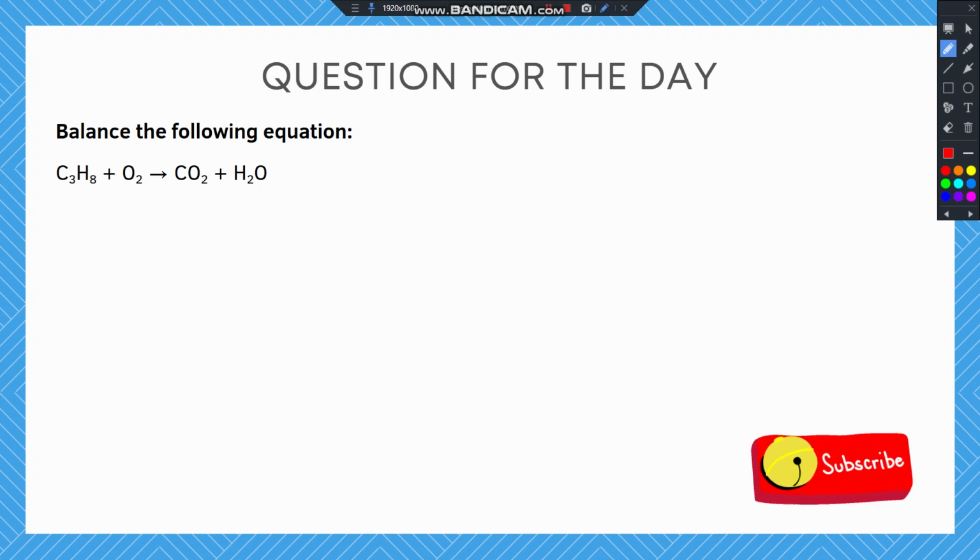On today's episode of Question for the Day, we're dealing with a chemical equation that they have asked us to balance appropriately. So let's get right into what we have on today's episode of Question for the Day. So we have this equation that says C₃H₈, which is actually called propane, plus oxygen producing carbon dioxide CO2 and water H2O. So let's balance this chemical equation step by step.